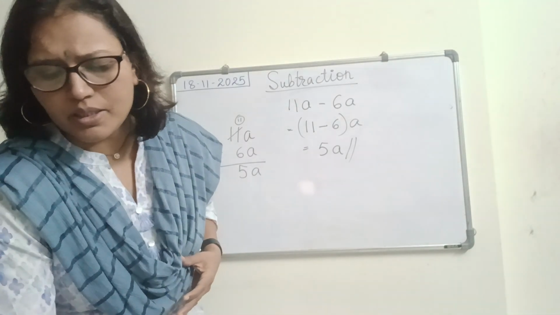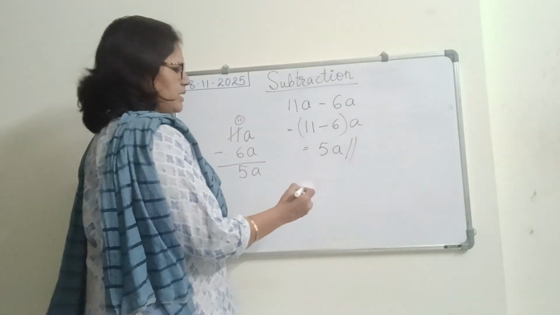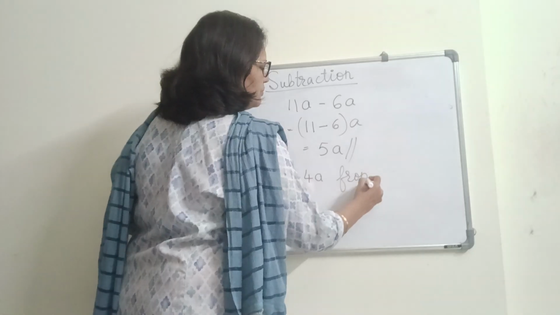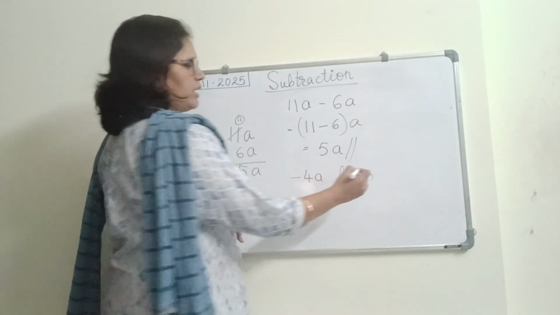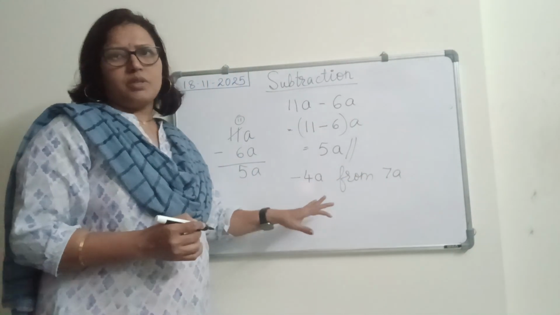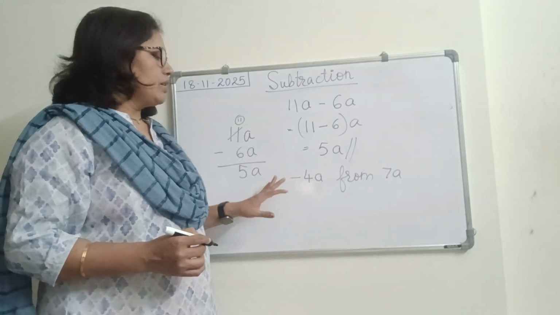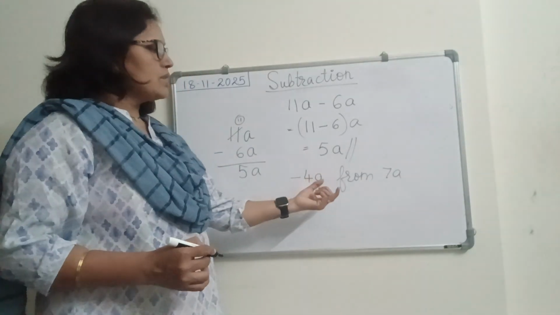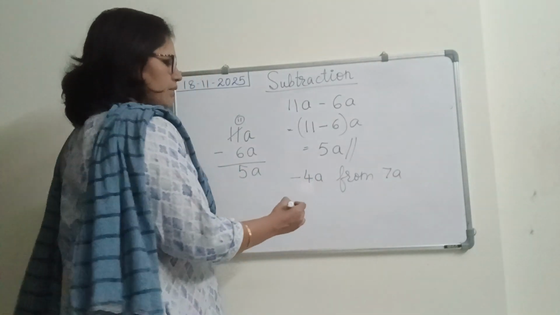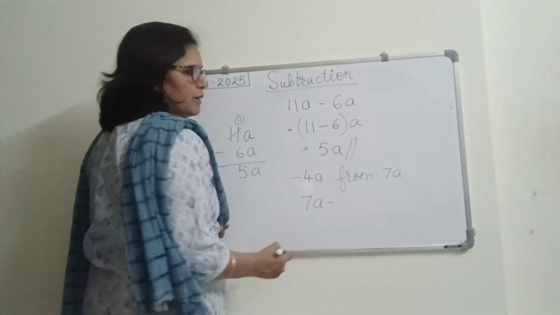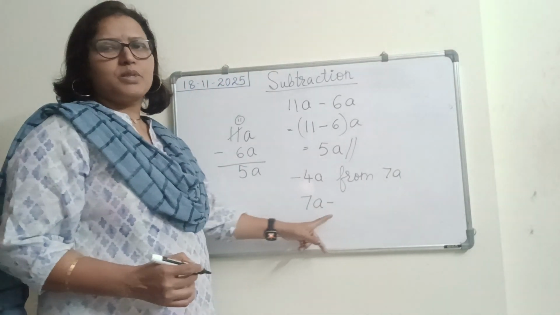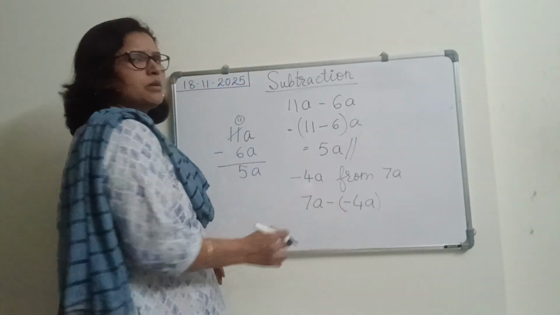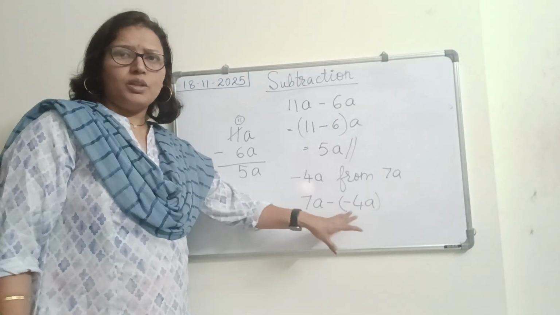Also I have many examples here. First I want to subtract minus 4a from 7a. How to do the subtraction for this? Here directly it is given: subtract minus 4a from 7a. Because of the word from, you have to take 7a first, then the minus sign, because we are doing subtraction, then minus 4a. The second term we are taking as it is, because both are like terms.